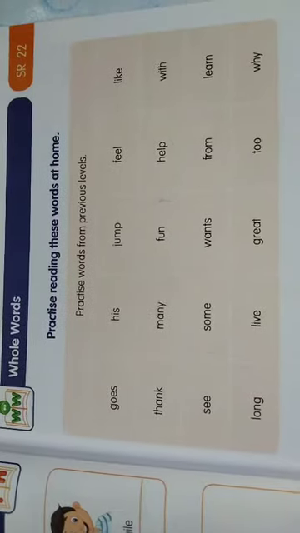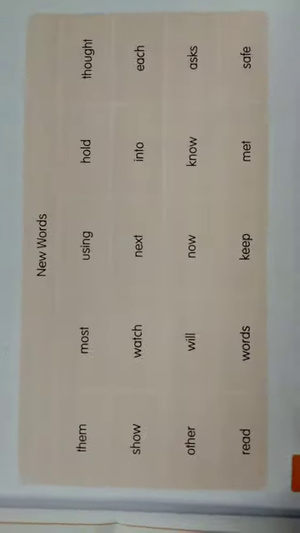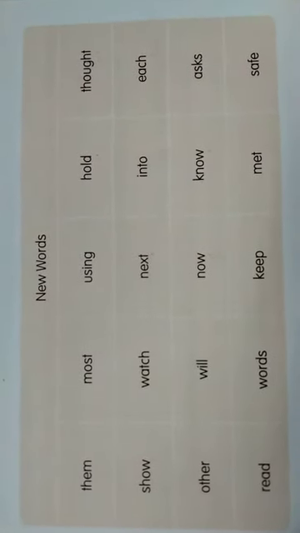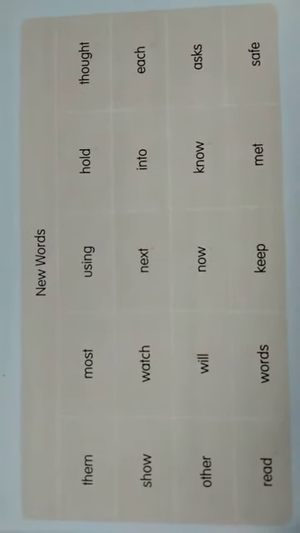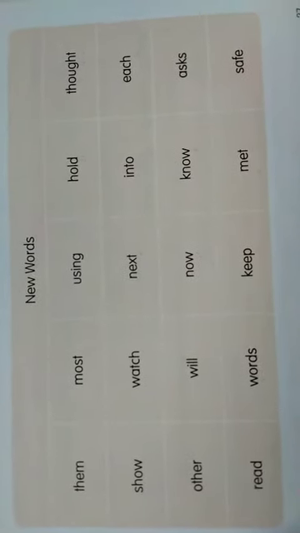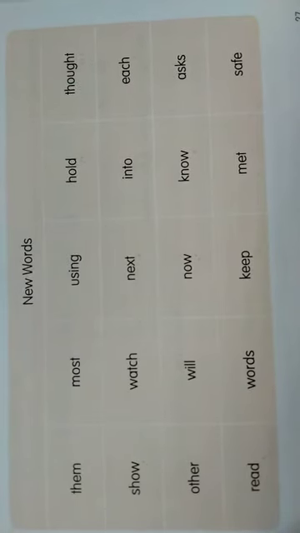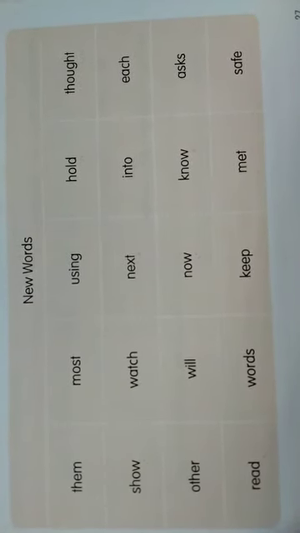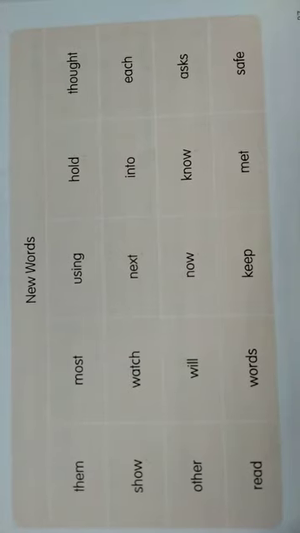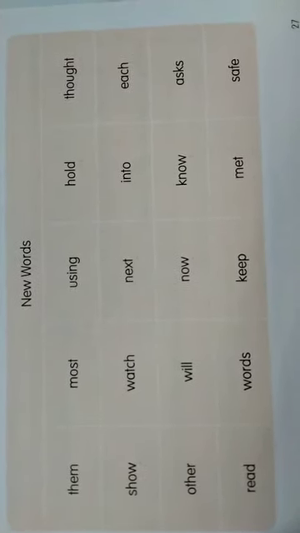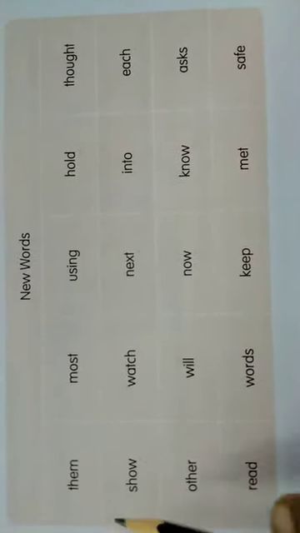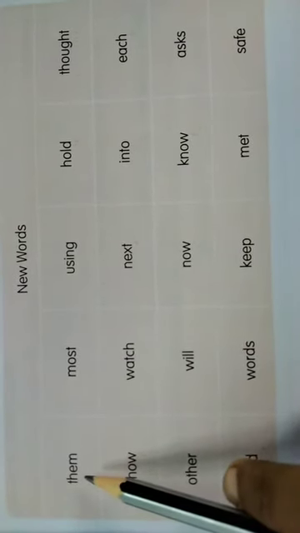Next, I want all of you to open worksheet 22 and page number 27. Now we are going to recap the new words we already learnt in our previous classes. You just read these words along with me and then write these new words 2 times in your notebook and then send it in your WhatsApp group. Let us see the first word, them. You just point out with your finger and then read along with me.